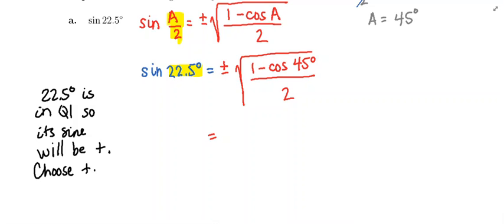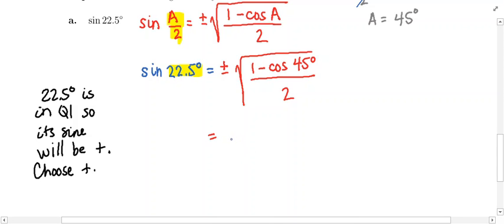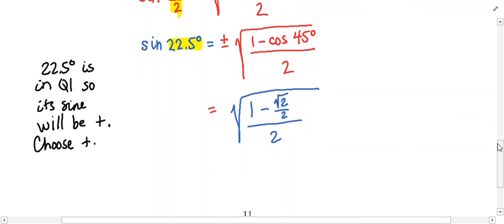If I continue simplifying this, I'm going to have 1 minus the cosine of 45 degrees, which is the square root of 2 over 2. All of that is over 2. A drawback of doing these types of formulas is you can see you can get really complicated answers. We are going to have to simplify this in a sense. So here we go.